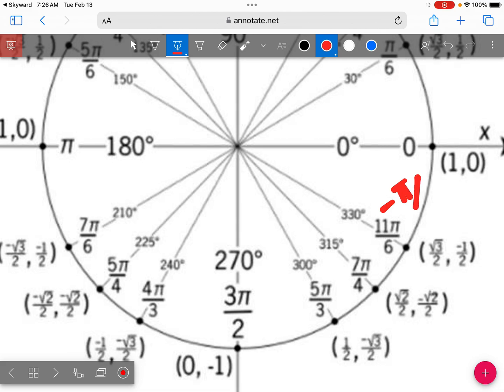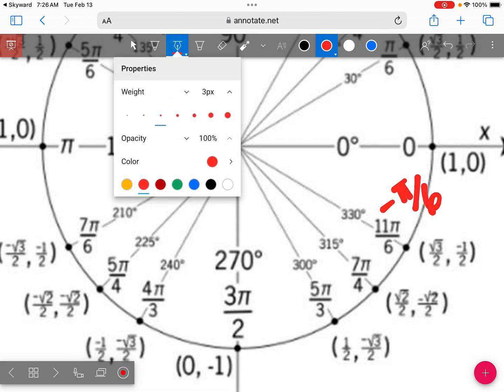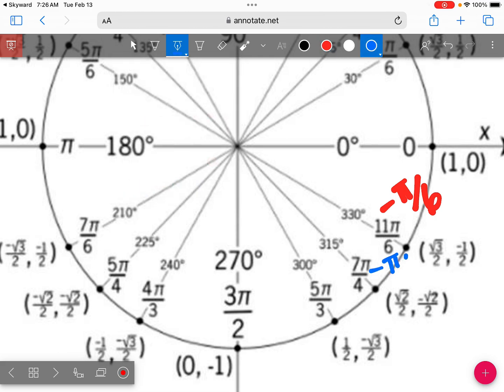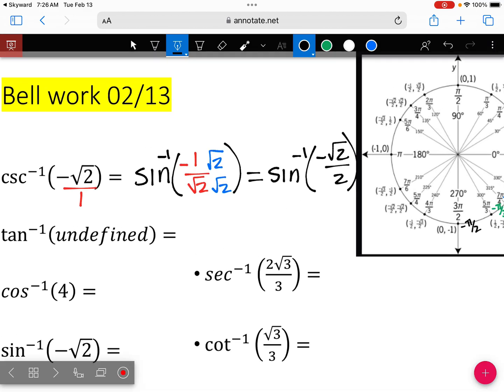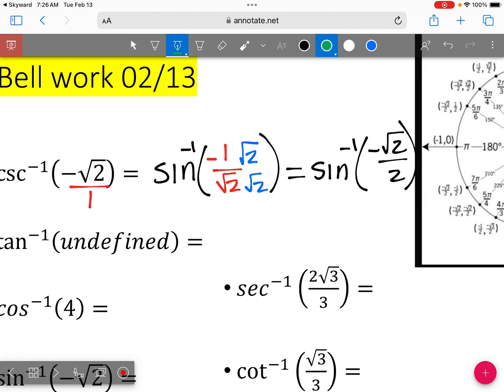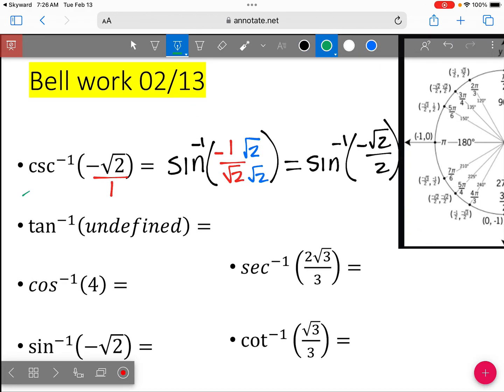These 3 angles are a reflection of quadrant 1. So this is negative pi over 6. Let me put that down a little bit. This would be negative pi over 4. And then this one here is negative pi over 3. And this would be negative pi over 2. So what would be the answer you would tell me next Friday on the test? Where is sine negative root 2 over 2? Negative pi over 4. So that would be your answer that you should tell me for number 1.